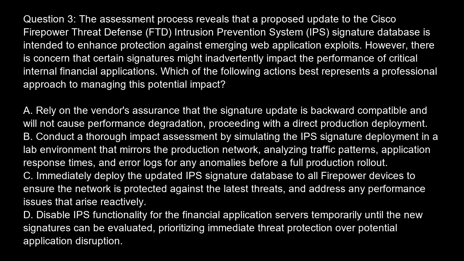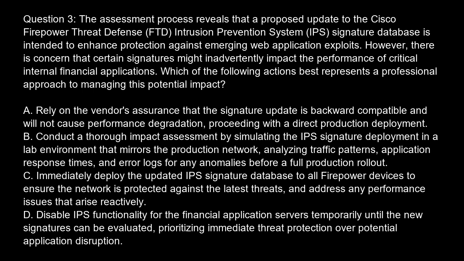Option A. Rely on the vendor's assurance that the signature update is backward compatible and will not cause performance degradation, proceeding with a direct production deployment. Option B. Conduct a thorough impact assessment by simulating the IPS signature deployment in a lab environment that mirrors the production network, analyzing traffic patterns, application response times, and error logs for any anomalies before a full production rollout.